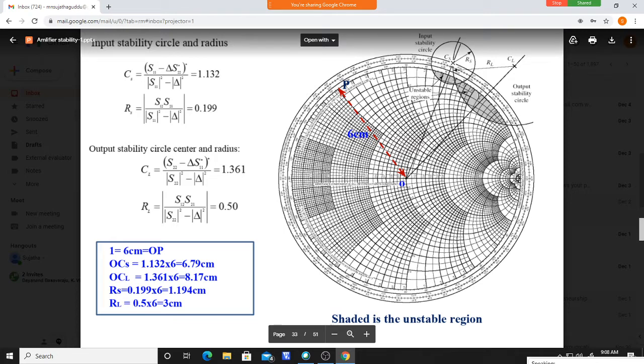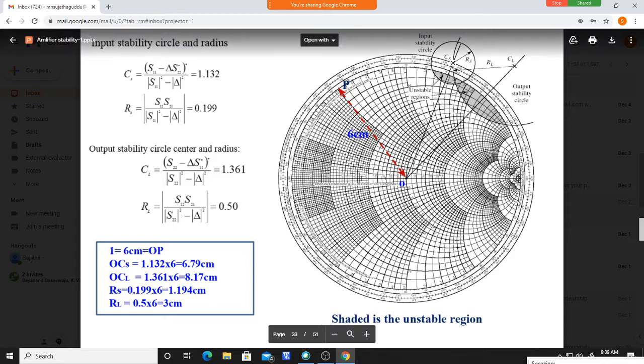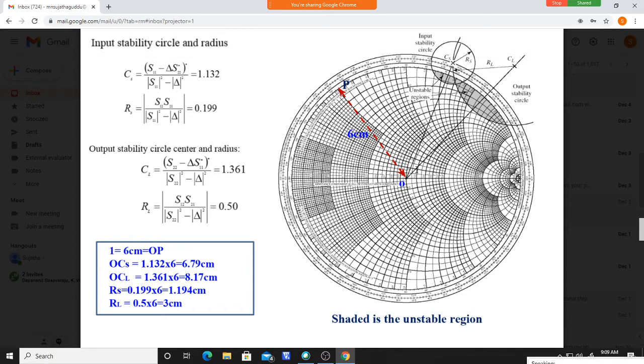Okay, similarly the output circle: a portion is inside this stability circle. So these values we cannot take for designing the output impedance matching network. Like that, we discussed in the previous class.